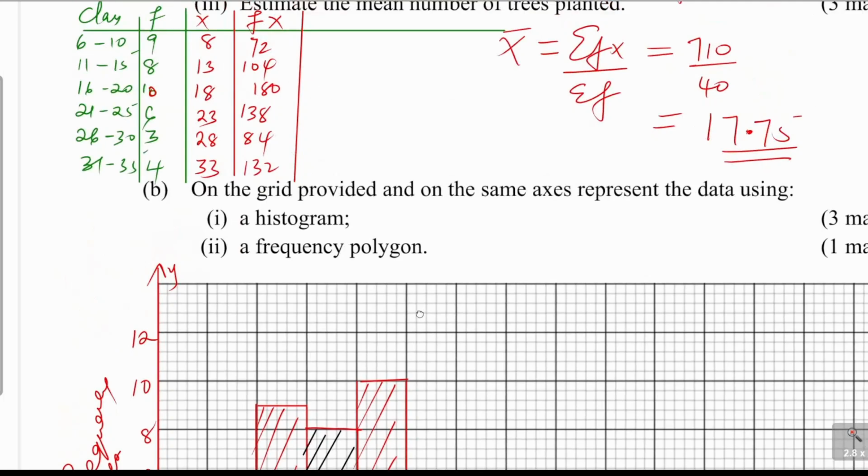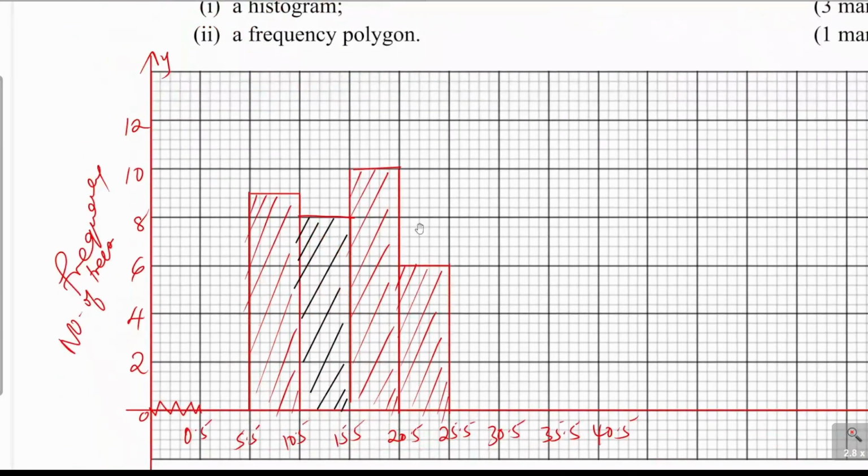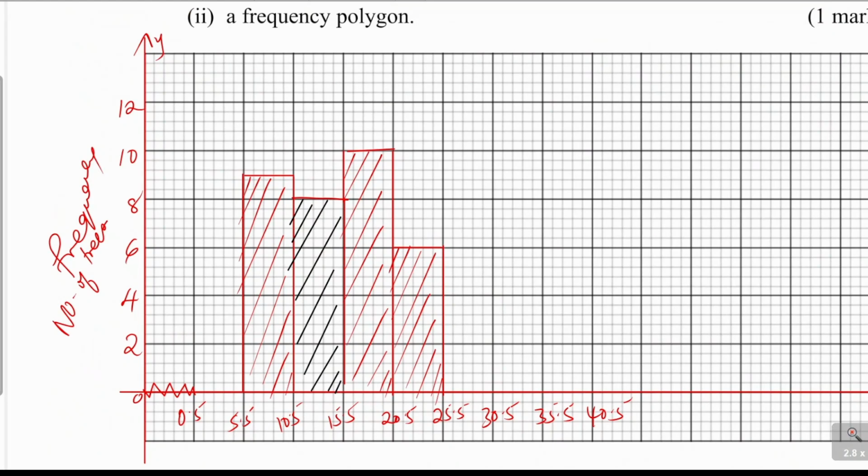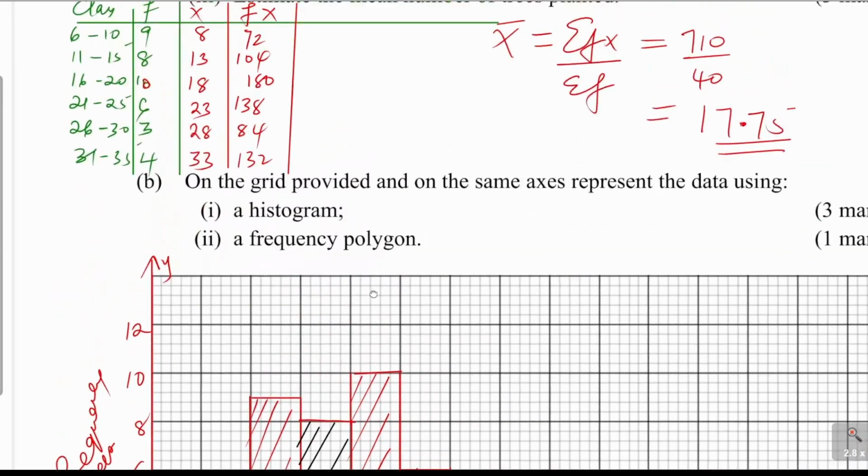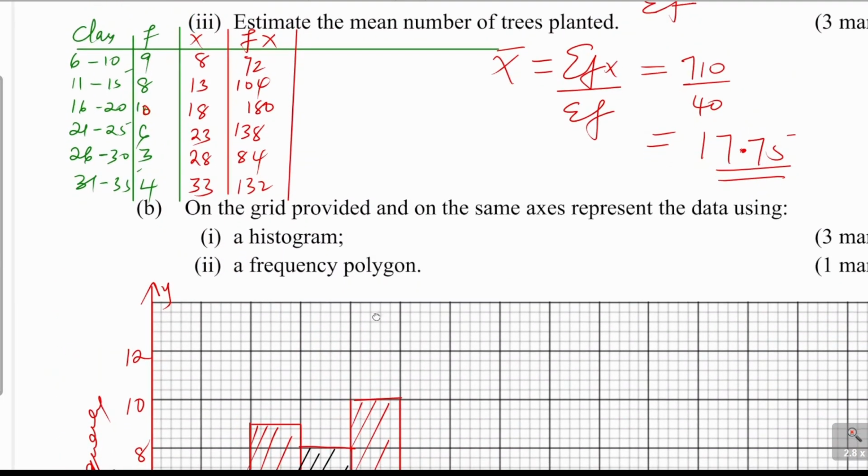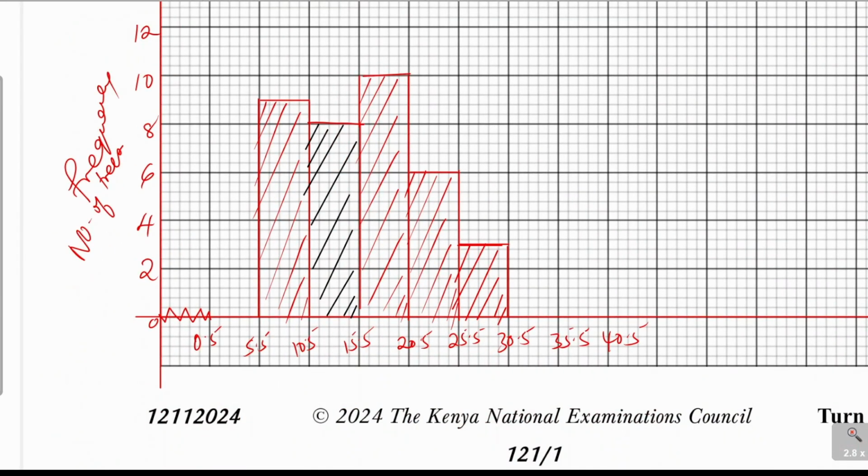The next class is 26 to 30. The frequency is 3, so 3 is between 2 and 4. Somewhere there. 3 is there. So you can shade that as well. And then the last one is 31 to 35. The frequency is 4 there. So there it is. So shade it like that.